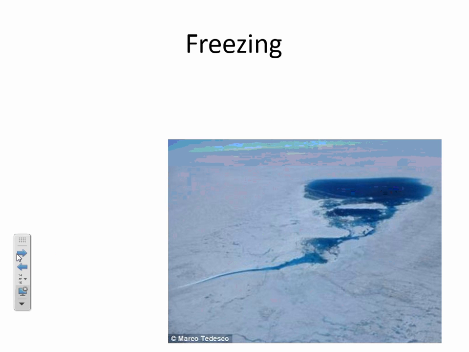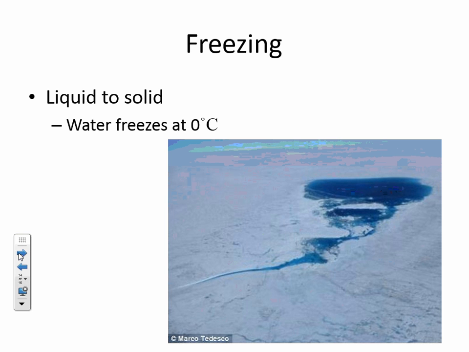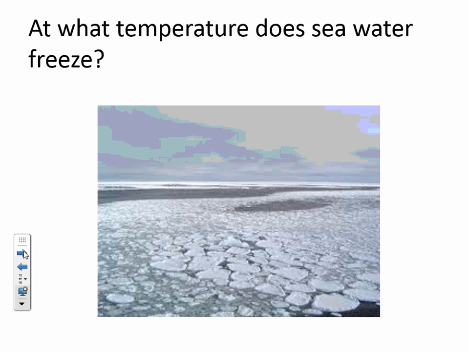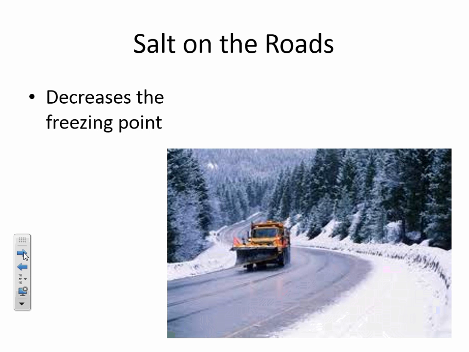So freezing, this is a lake up in Greenland. Freezing is when a liquid to a solid phase change occurs, and it happens at 0 degrees Celsius. So at what temperature does seawater freeze? Well, it has salt in it, and if you put salt on our roads, it decreases the freezing point. So it depends upon the concentration of the salt in your solution or in your ocean water or on your roads. And that's it.